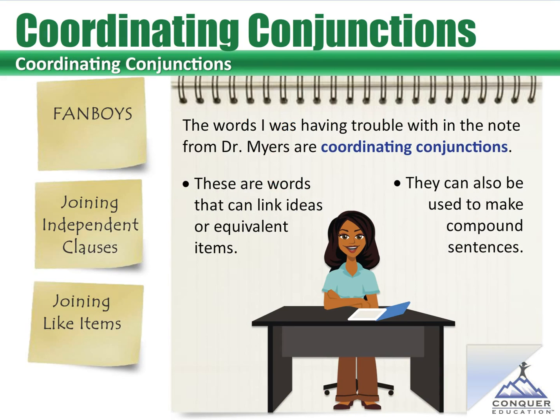The words I was having special trouble with in the note from Dr. Myers are called coordinating conjunctions. These are words that link parts of sentences together. They can link ideas or equivalent items. They can also be used to make compound sentences.